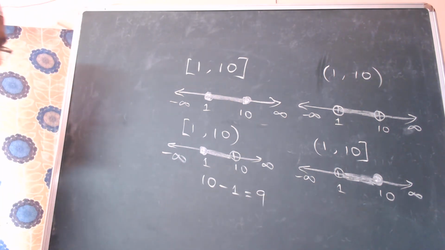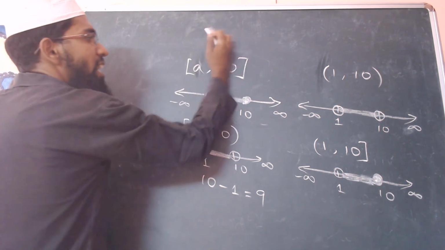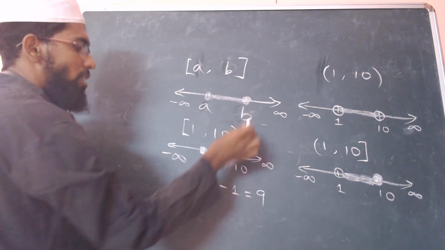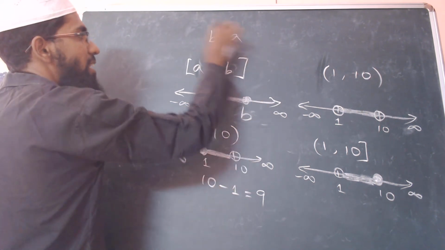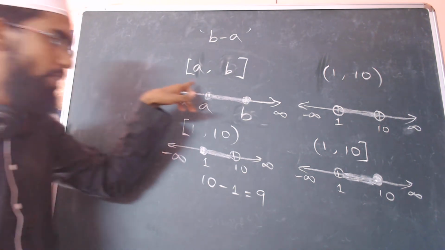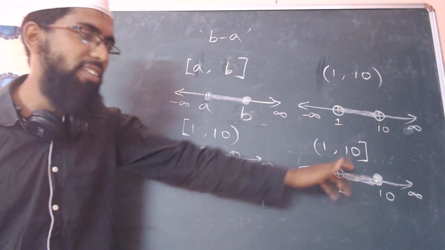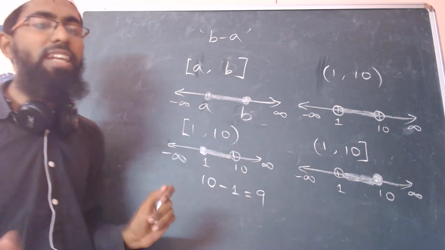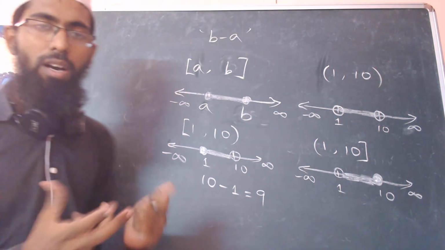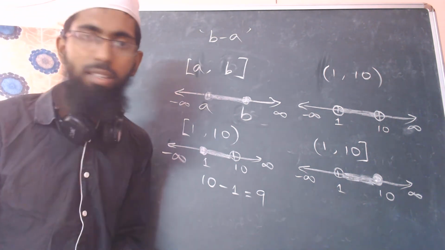If I want to give it as a formula, if I take this to be A and this to be B, what is the formula? The formula is nothing but B minus A. B minus A is the length of the interval, whether it is a closed interval, an open interval, closed on the left-hand side, or closed on the right-hand side. Whatever it is, the length of the interval will not change. If you have any doubt in this concept, the length of the interval, you can comment in the comment section below. I'll try to answer it in the next video.